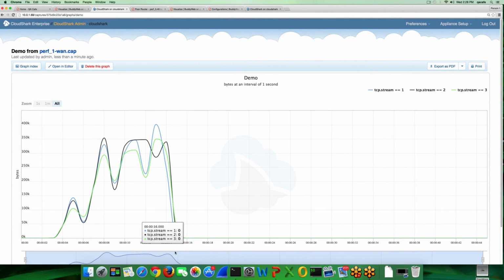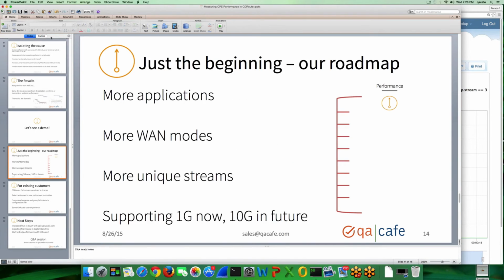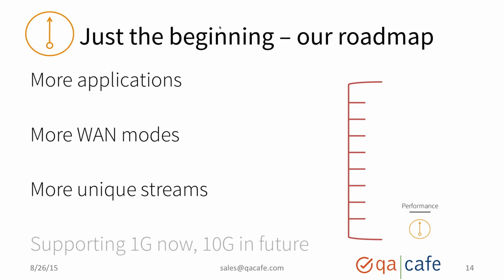So I'm going to go back to the presentation, and we'll be taking questions in just a moment. But I wanted to summarize what we're looking at. This is really just the starting point for us. This is a whole new capability for adding performance. We're planning to add more applications, more WAN modes, more unique streams. We're supporting our existing NTA 1000 hardware right now, so that gives us 1 gigabit Ethernet interfaces, and it gives us up to 802.11ac wireless cards.